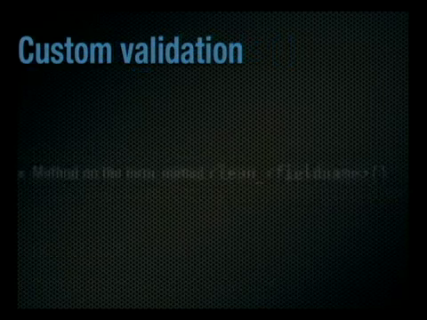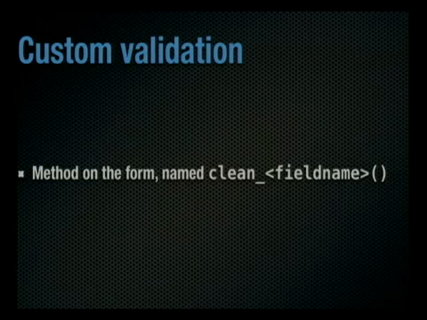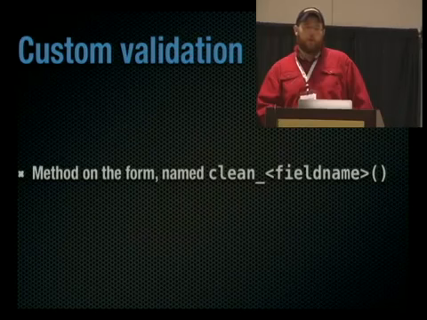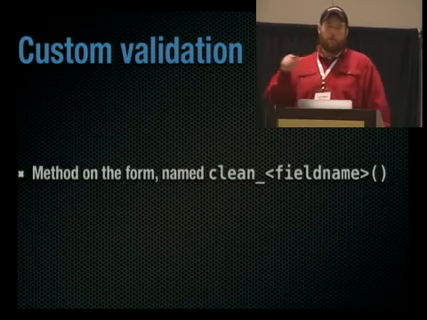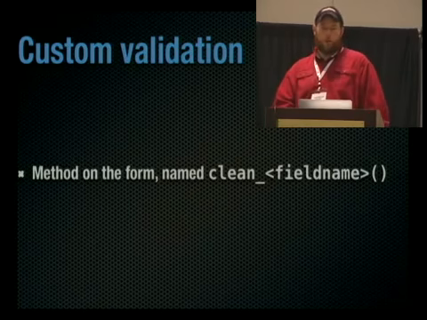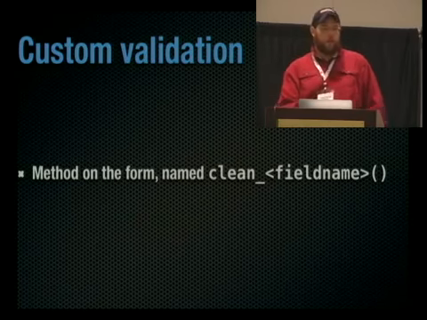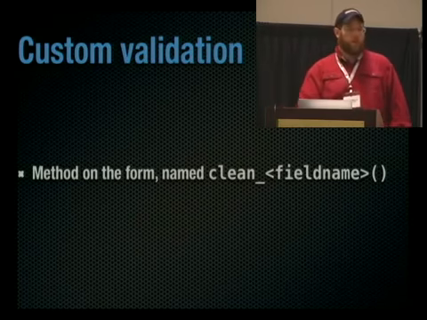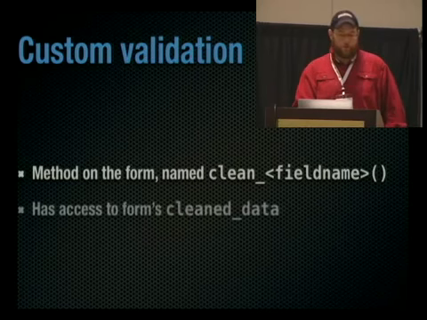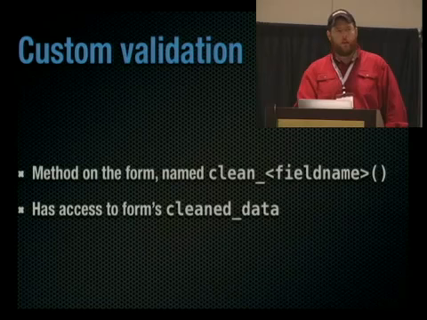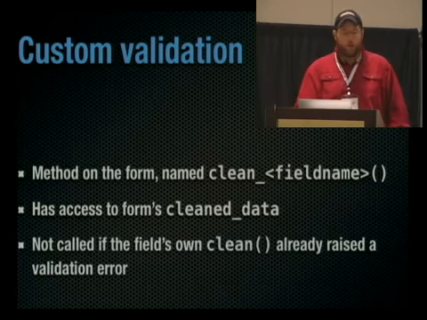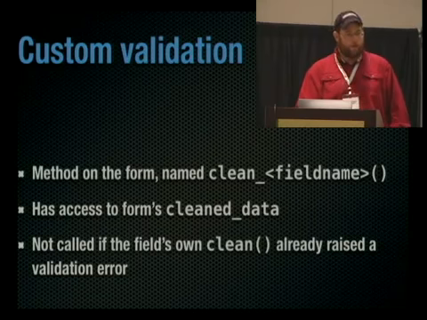This is kind of tricky because you can actually do field-specific validation defined at the form level. If you define a method named clean_ and then the name of a field on your form, we treat that as validation for that field, the same as if it were directly attached to that field instance. This will have access to cleaned_data. It will get to see whatever came out of the original field validation process, but it will not be called if the field's own clean method has already bailed out with an error.